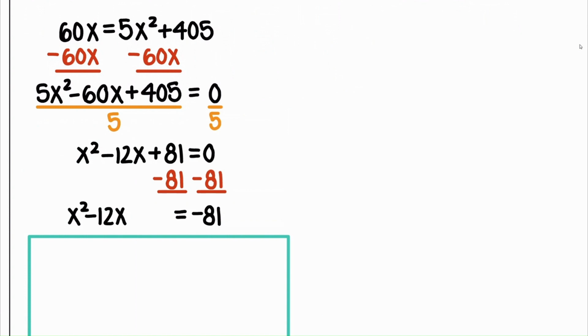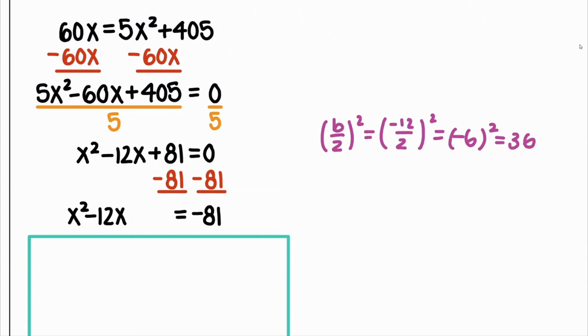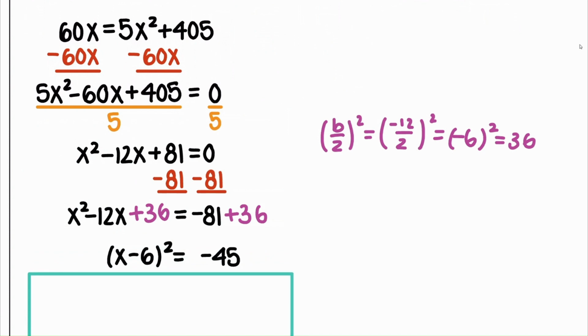And so from here now we have to complete the square, and if we remember completing the square, we need b over 2 squared to add on both sides. In this case, b is negative 12. So we have negative 12 over 2 squared, giving us negative 6 squared, or in other words, 36. So we're going to add 36 to both sides of the equation to maintain the equivalence, therefore giving us on the left side, we can factor that into x minus 6 squared, and on the right side we have negative 45. So going further, to solve for x, we take the square root of both sides of the equation.